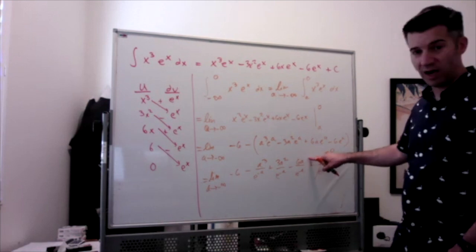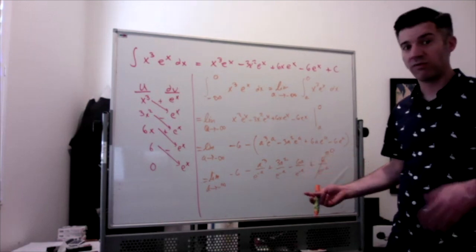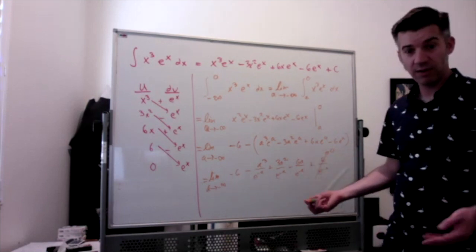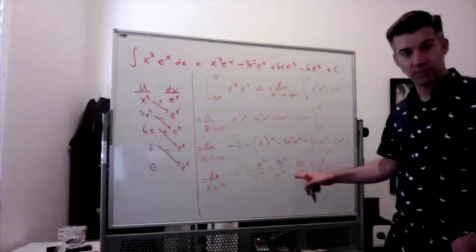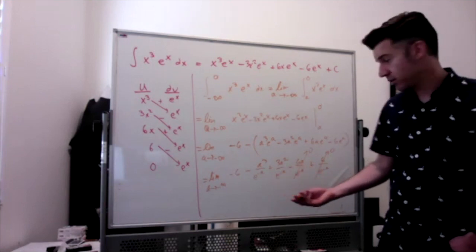So even though the top is going to negative infinity and the bottom is going to infinity, the bottom is going to infinity much, much, much faster than the top is going to negative infinity. This is also going to be 0 because an exponential function always overpowers a polynomial function.